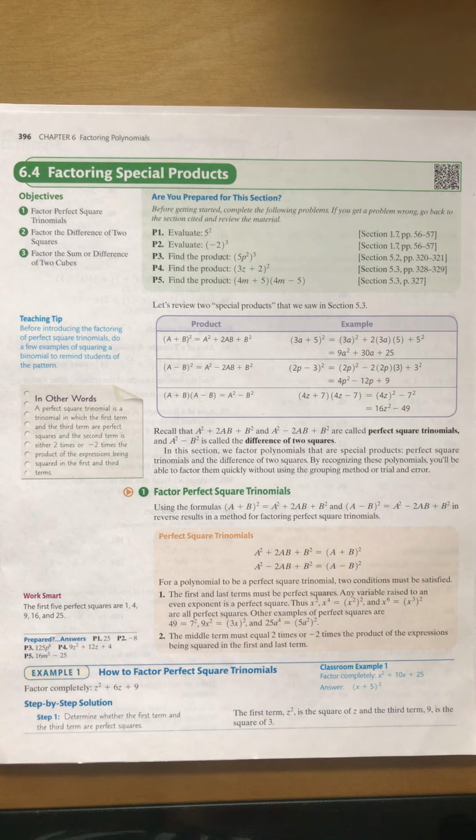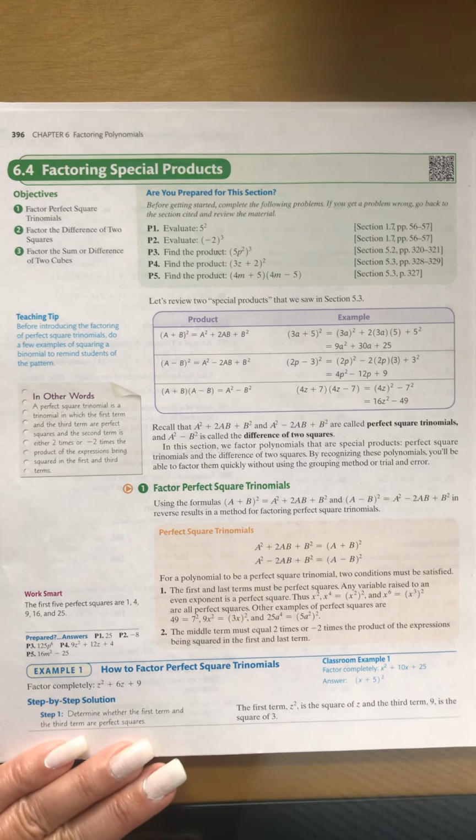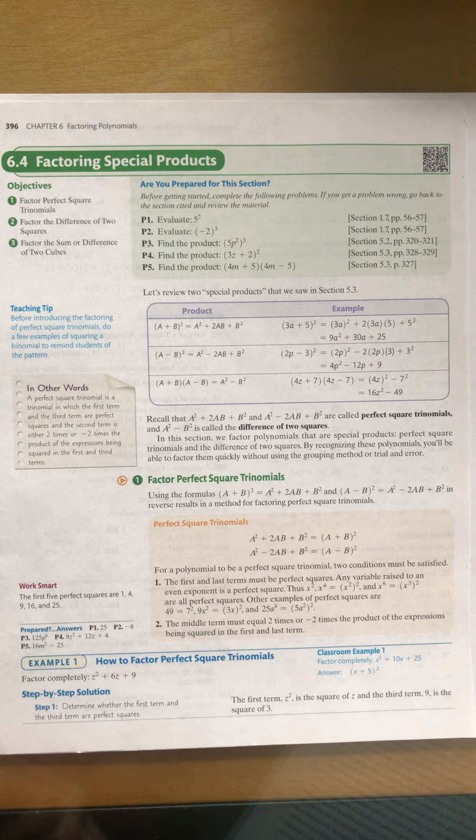Math 70, section 6.4. This is factoring special products. This is my favorite section of factoring. These are pretty easy types of factoring. You just got to get used to what to look for.